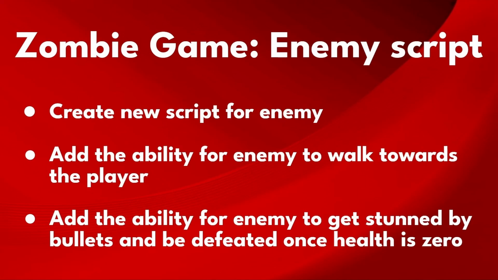All right, so in this section, we're going to create the enemy script. We're going to start off creating a new script for the enemy. Then we're going to add the ability for the enemy to walk towards the player. We're also going to add the ability for the enemy to get stunned by the bullets and be defeated once the health is 0. Let's go ahead and jump right in.